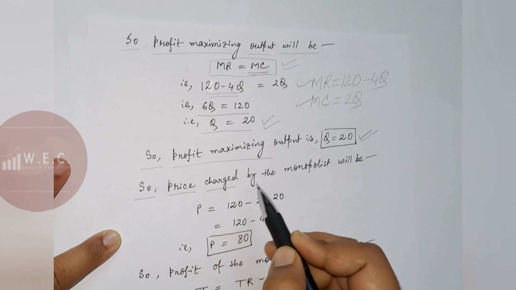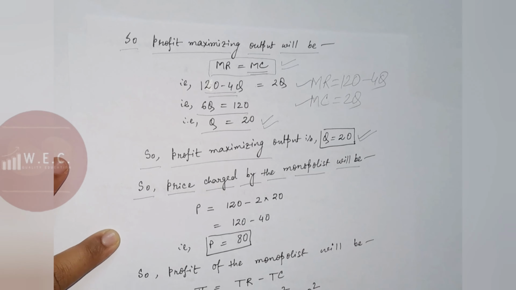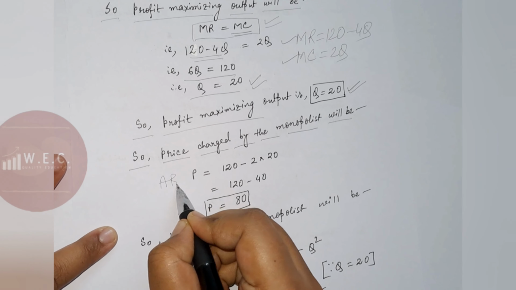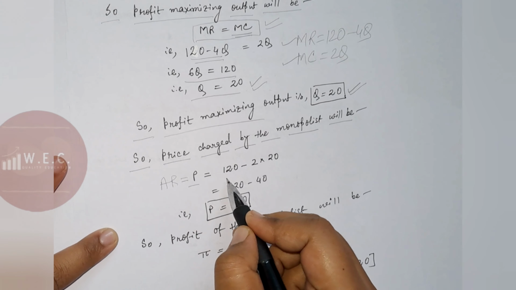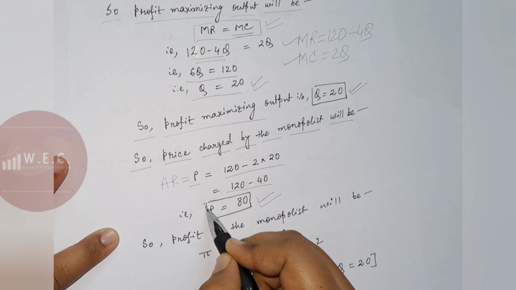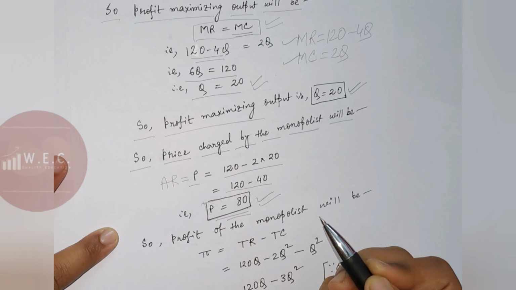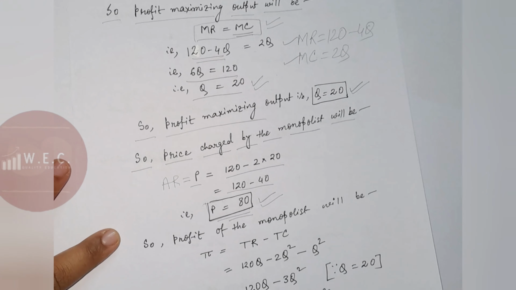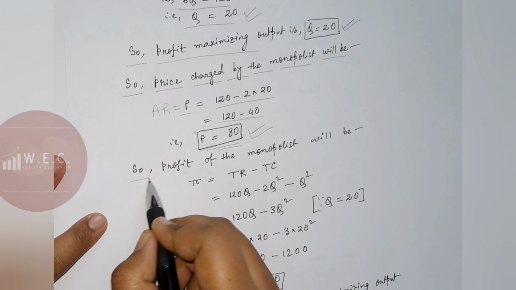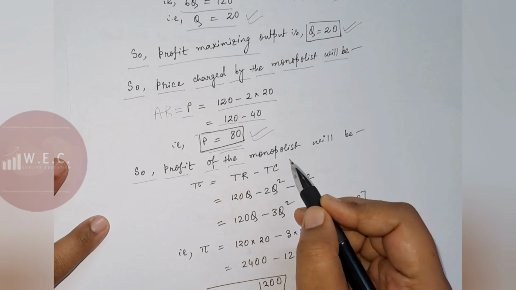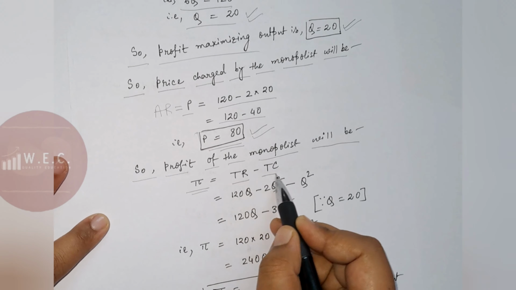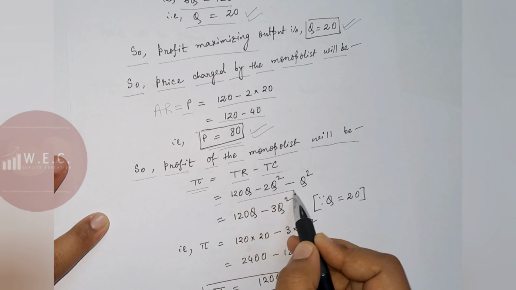So the price charged by the monopolist will be AR. You already know that AR equals price, and that is the price charged by the monopolist. So P is equal to 120 minus 2Q. In the place of Q put its value, 2 into 20. From here you will get the price, that is 80 rupees.